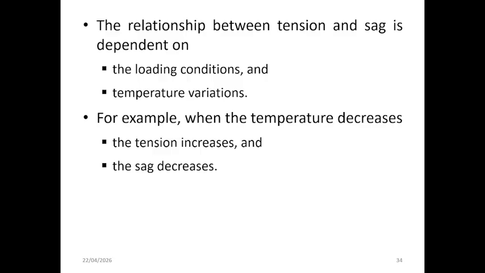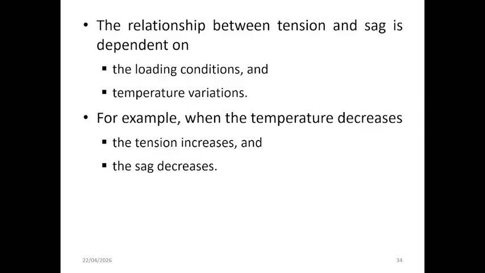This slide also explains how sag and tension in an overhead conductor are interrelated and how they are affected by changing conditions. So the relationship between tension and sag is not fixed. It depends mainly on the loading conditions acting on the conductor and variations in temperature. So under different environmental loads, such as wind and ice, the mechanical behavior of the conductor changes, directly influencing both sag and tension, as I told you before.